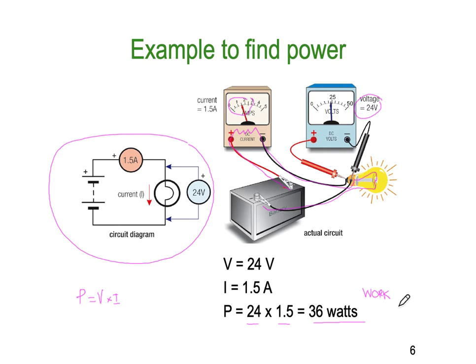Now, that work, part of the power is coming out in heat because it's an incandescent lamp, and some of the work is coming out as light. So there's actually two energy forms happening with incandescent lamps. You're getting heat and light, and you're getting X watts of heat and X watts of light. At the end of the day, the total is 36 watts.